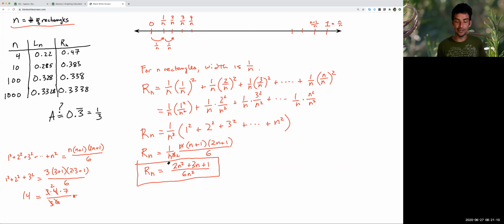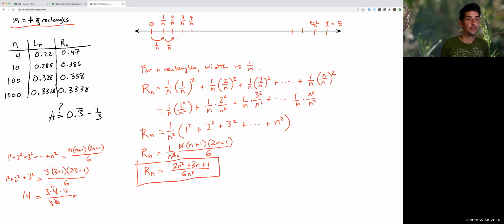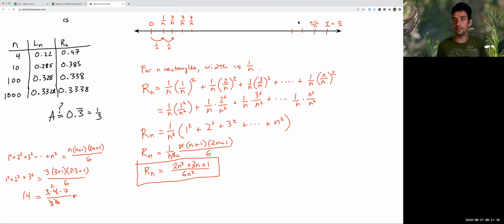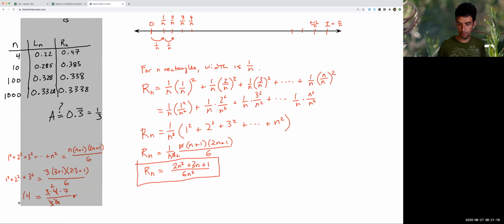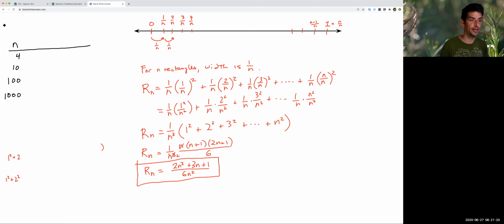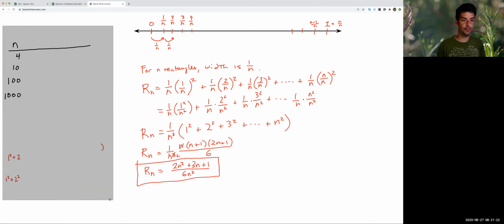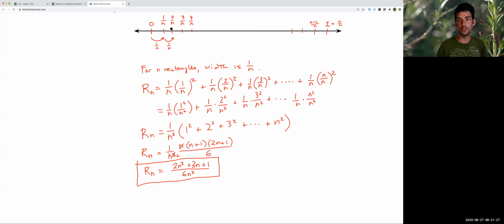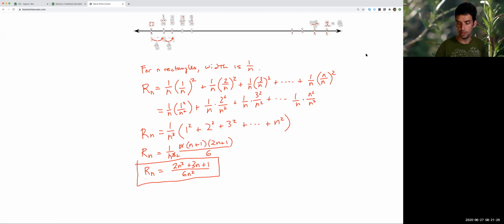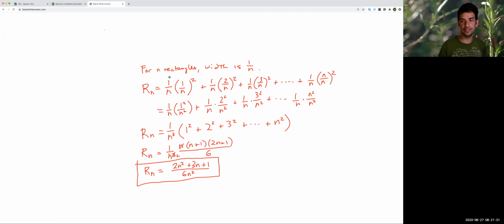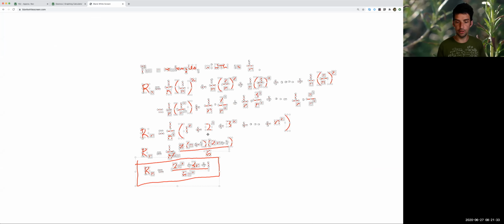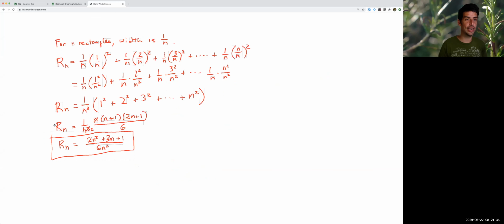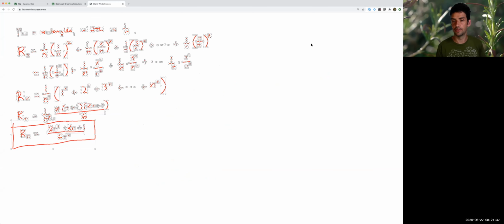Now, it's still an approximation. So let me clear some space and do one more thing. Remember one of the first images I showed you, and the idea was that if we just continue to make more and more rectangles, we get closer and closer to the actual area that we care about.